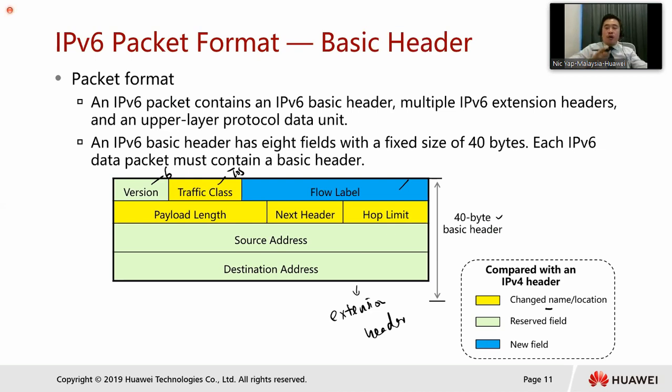They are based on the flow. They have a flow label to identify this information together with the source IP address. So I know that this comes from the same address, I just have to check the flow label. And the payload length is the same, just changing the name only. Then the next header, hop limit, source address, destination address.